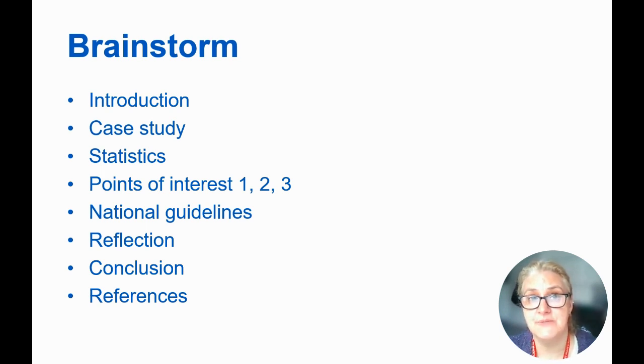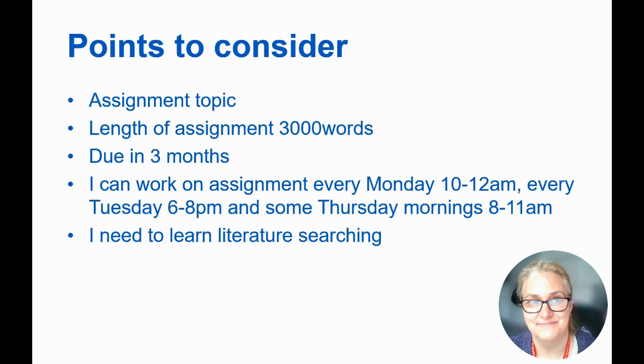So now my brainstorming, I'm putting it into an order. So I'm starting with an introduction. I'm going to have a brief case study, followed by statistics. Then I'm going to introduce my points of interest. I've chosen to have 3. Then I'm going to think about guidelines, reflection, a conclusion, and references. And then under each heading, you might put bullet points to guide what will be in those sections.